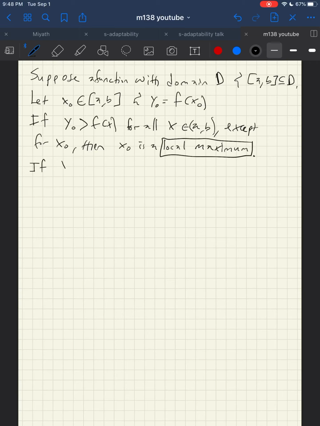If y naught is greater than f of x for all x in the entire domain, again, except for x naught, because y naught can't be greater than itself, then we'd say x naught is a global maximum.